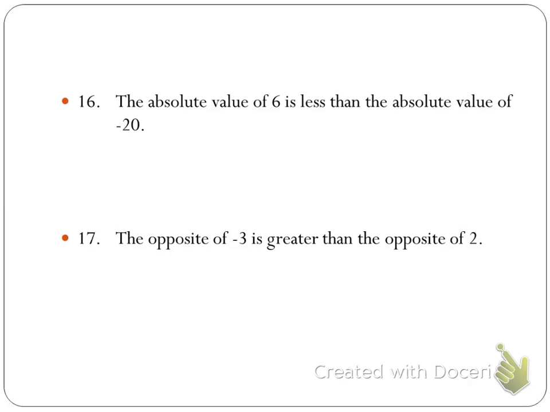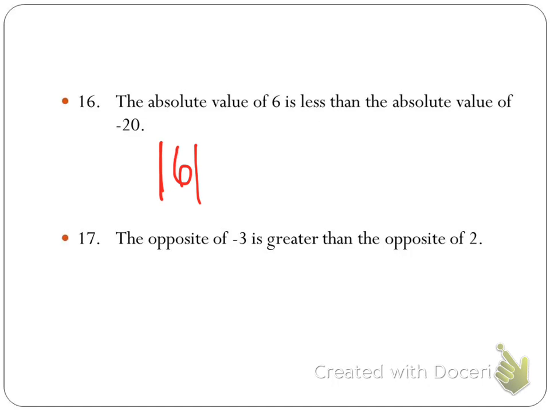All right, on these last two problems, we are going to translate each statement into symbols. Similar to what we were doing earlier this week. Number 16 reads, the absolute value of 6 is less than the absolute value of negative 20. So, I will just talk through these. You're just going to read through them and do what they tell you to write. The absolute value of 6. We would represent that with a 6 inside absolute value bars.